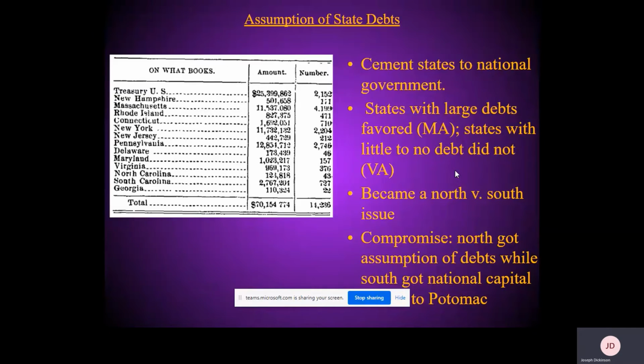Don't think of it like the Civil War. It's just more of a North versus South, like people in the South are farmers, North are industry. Compromise: North got assumption of debts, while South got the national capital moved to the Potomac.